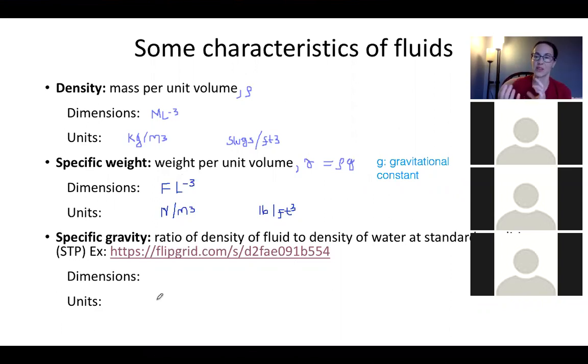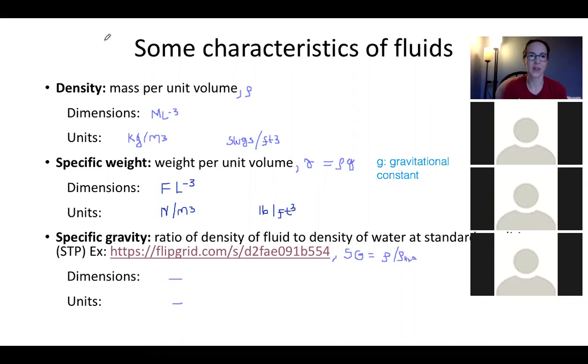All right, and then specific gravity. So specific gravity, you can think of it as a normalized density. You've got a certain fluid and you divide its density by the density of water under standard conditions, and that's your specific gravity. It's often denoted with an SG. And it's just the density of your fluid over the density of water, H2O. And it has no units and no dimensions, right? Because it's a density divided by a density.